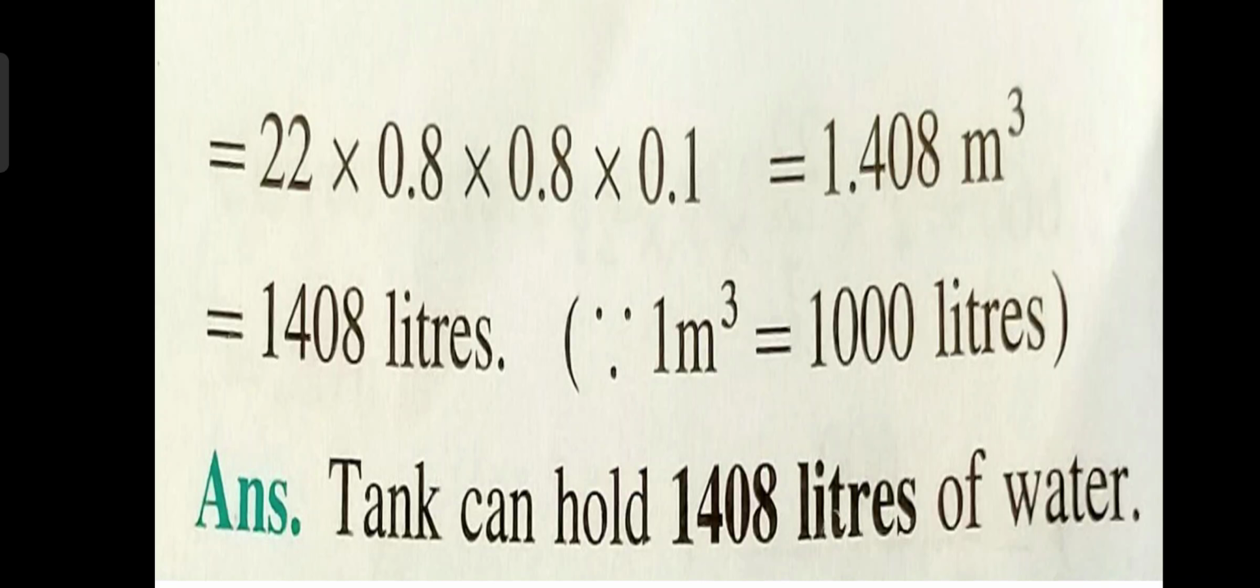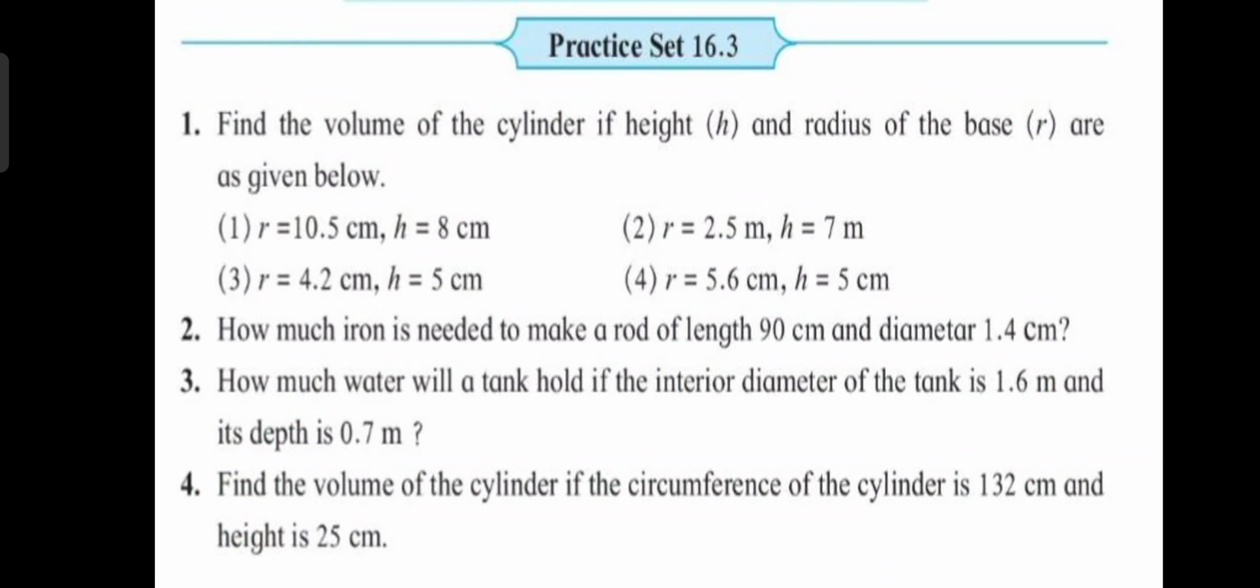Now we do the fourth question. Find the volume of the cylinder if the circumference of the cylinder is 132 centimeter and the height is 25 centimeter. So what is given to us, student? The circumference of the cylinder is given to us and the height is given to us. So based on the circumference, we have to find the volume. So we'll do it in such a way.